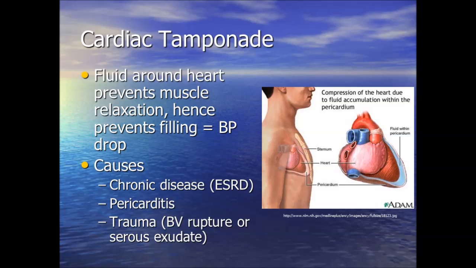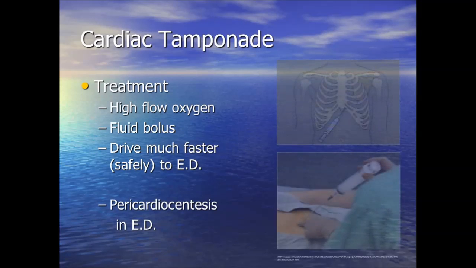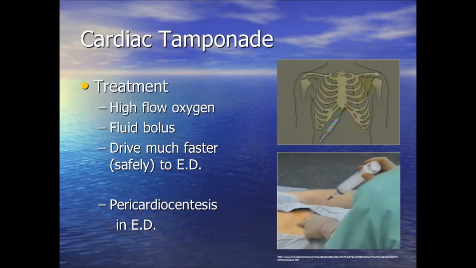Every couple of years I'll see patients like this that are brought in and they're talking to me, and while I'm talking to them they just pass out. And then I'm like, holy crap, and I go listen to them. So the treatment that we teach the paramedics is to give them high flow oxygen, give them a fluid bolus, and drive fast. Because the other treatment is to take a really, really long needle and start at the xiphoid at 45 degrees and shove that needle towards the heart and just start sucking back until you get blood.